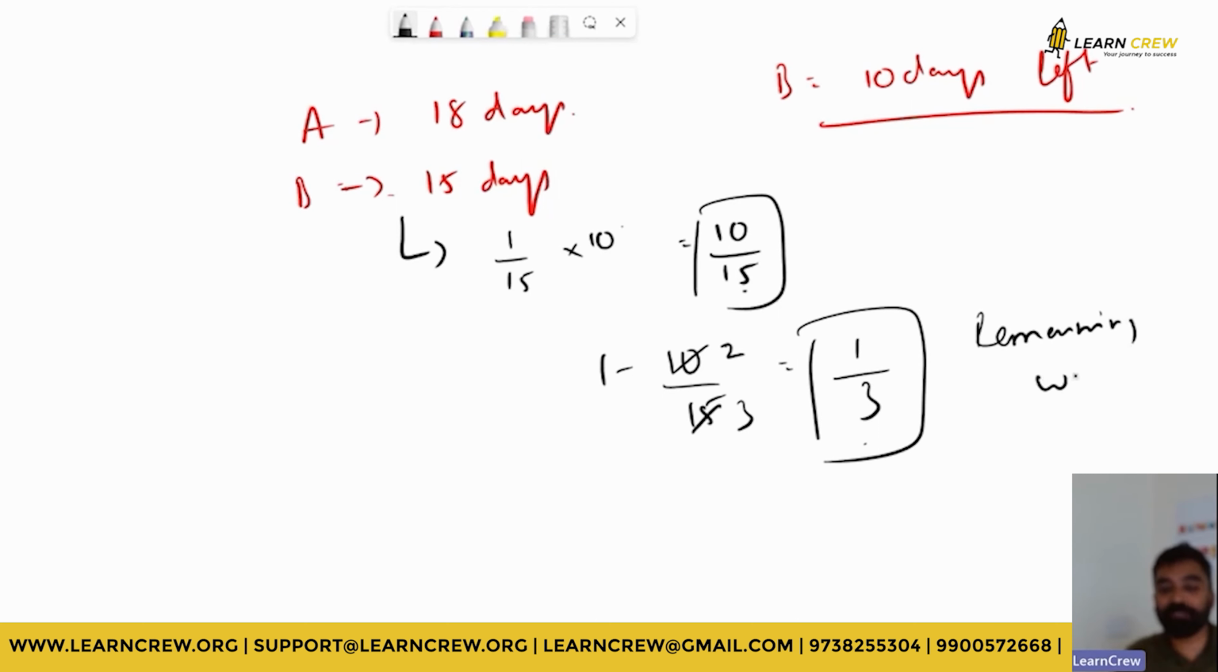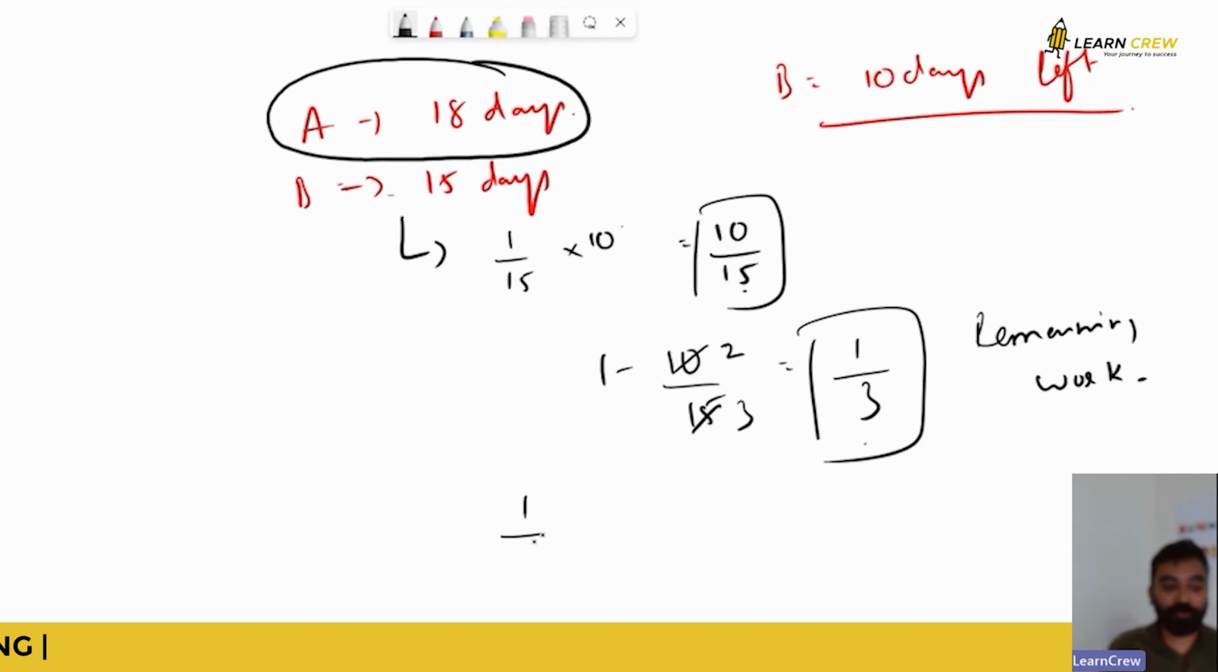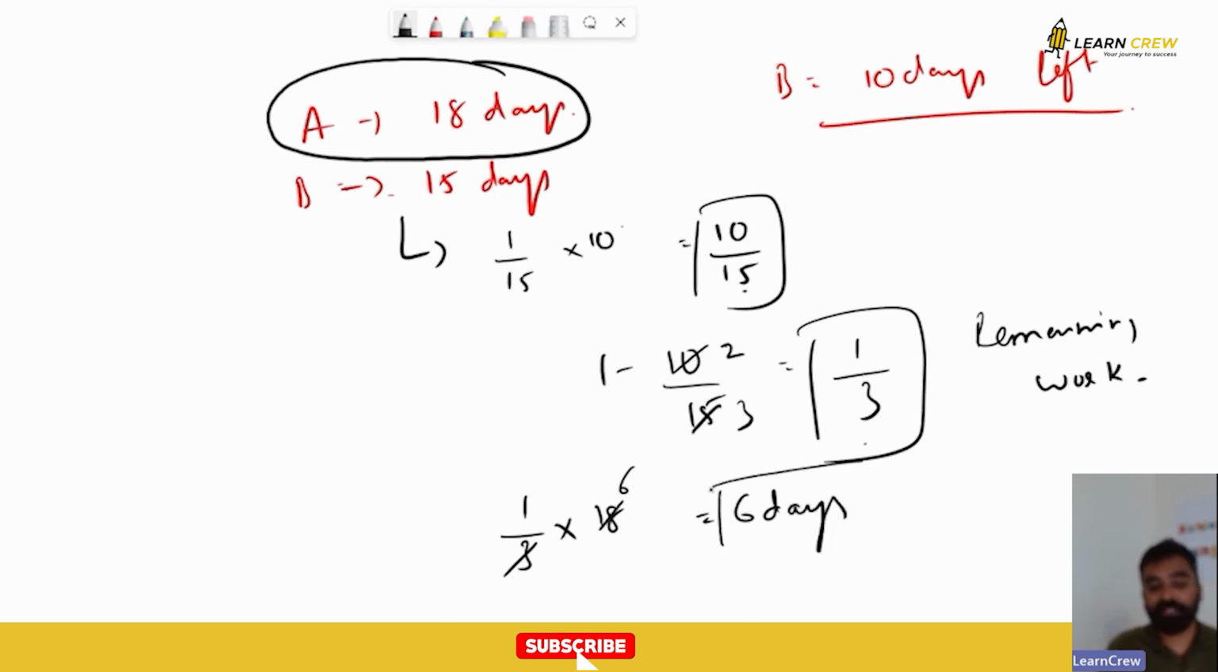Yes or no? This is the remaining work. What are they asking? In how many days can A alone finish the remaining work? If A is working on this remaining work, how many days will he take? A alone takes 18 days to complete the entire work. So this is going to be 1 by 3 into 18. That is going to be 6. So A alone will take another 6 days to complete the remaining work.